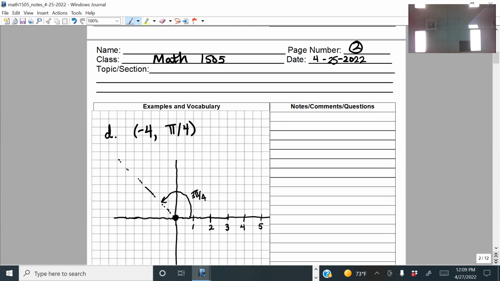Now, of course, we only want one point on that line, right? And we want the point. So what's the point we want?